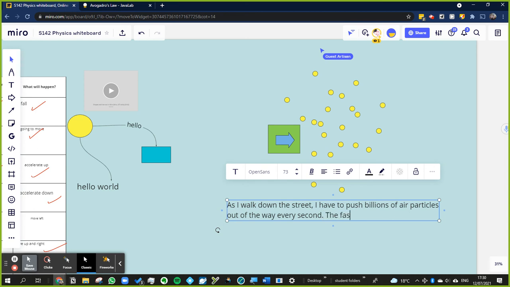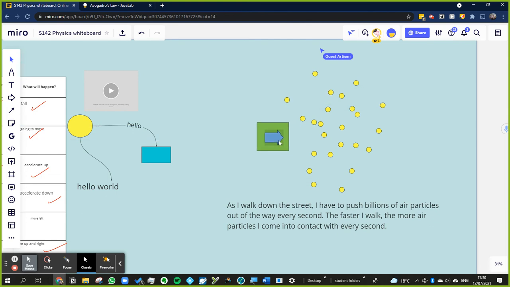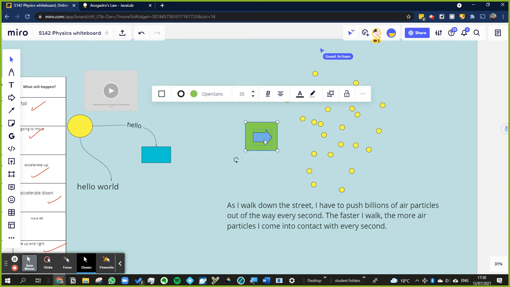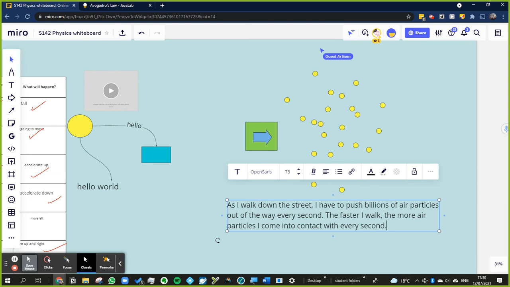So the faster I walk, the more air particles I come into contact with every second. Can you see that? If this thing was moving slowly, it would just push away the odd air particle every now and again. But if it moved really quickly, then it would have to push a lot out of the way a lot more quickly. And this would cause a greater force and would be more noticeable.